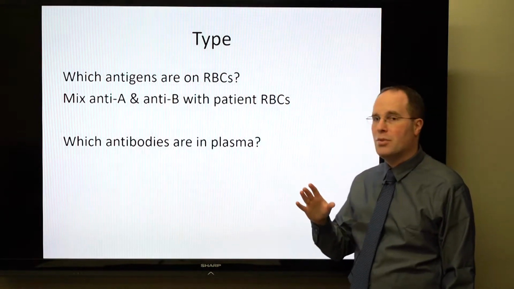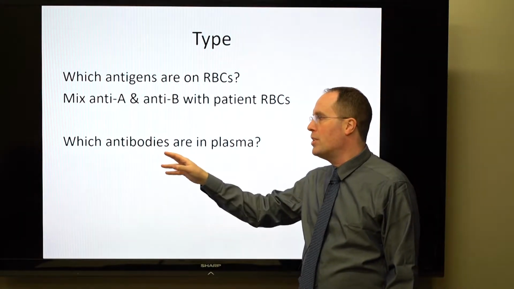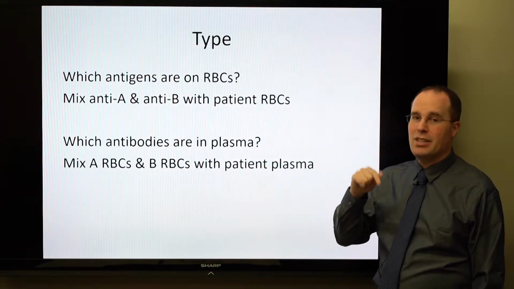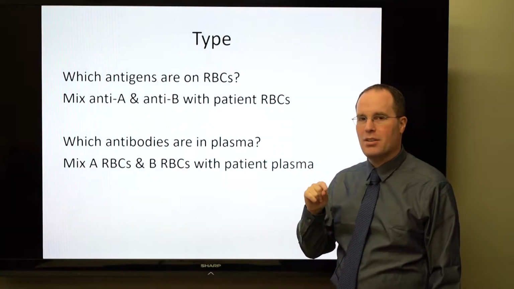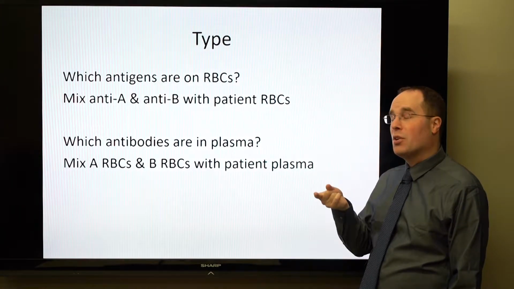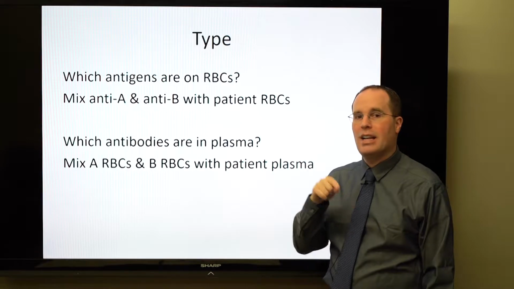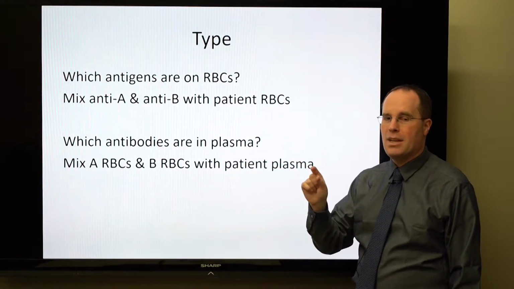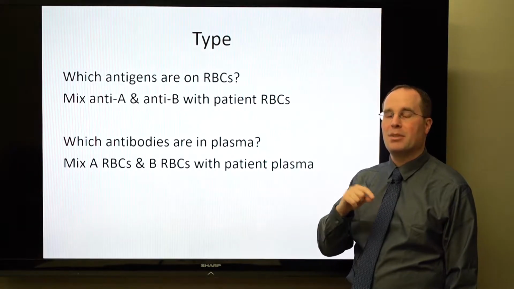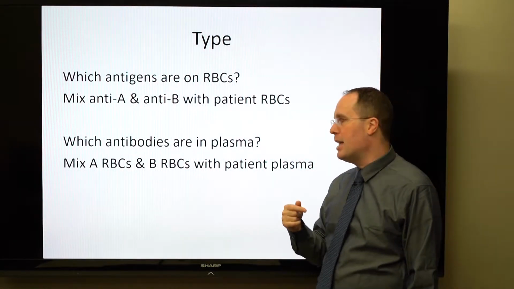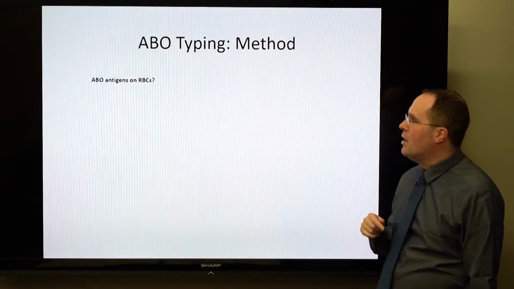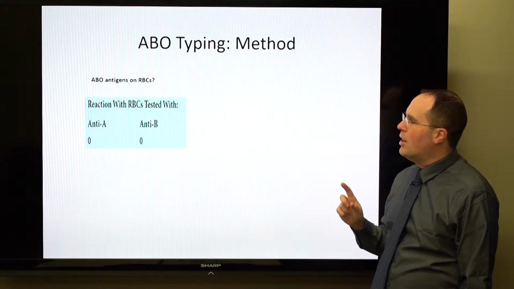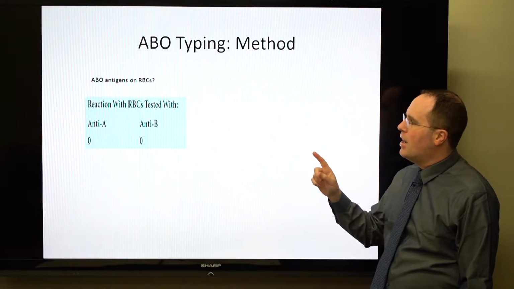And then we're also doing, in two other tubes, which antibodies are in patient plasma. So we're mixing reagent A red cells, right? Reagent A red cells with patient plasma to look for the presence of anti-A in the patient's plasma. And in another tube, we're mixing reagent B red cells with patient plasma to look for the presence of anti-B in patient plasma.